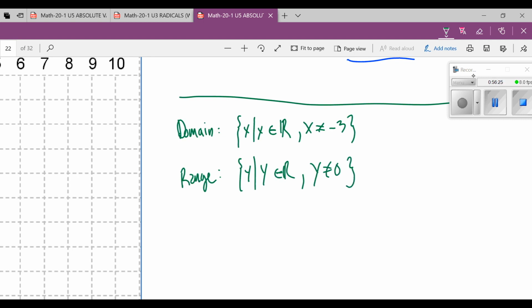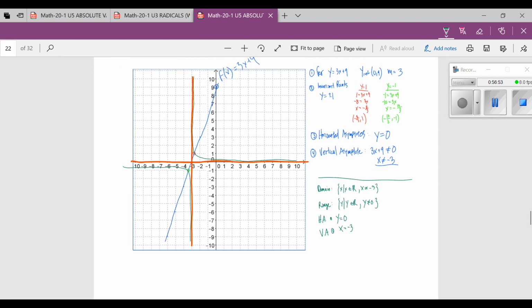Cool. It asks us to state the equations of the horizontal and vertical asymptotes. So horizontal asymptote at y equals 0, a horizontal line, obviously, along the x-axis, and the vertical asymptote at x equals negative 3. Vertical line going through x equals negative 3. And now I do think we are done. We are done like dinner.